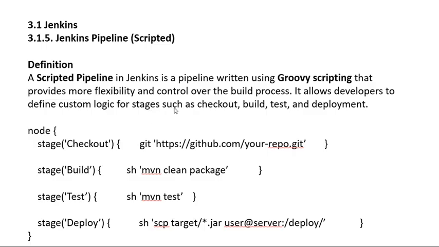a stage such as checkout, build, test, and the deployment. The example is node and curly braces inside, stage, and the brackets and the single quotes inside the checkout, and counts over, and curly braces inside git, and the git path, and the single quotes as https colon double slash github.com slash your underscore, your dash repo.git, and the curly braces over.